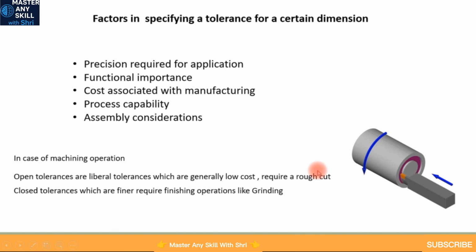So for an example, in a machining operation, open tolerances are the liberal tolerances which are generally low cost and require a rough cut, like rough turning, rough facing. Closed tolerances, or small tolerance bands which are finer, require finishing operations like grinding, super finishing, lapping, which have very small tolerance bands.